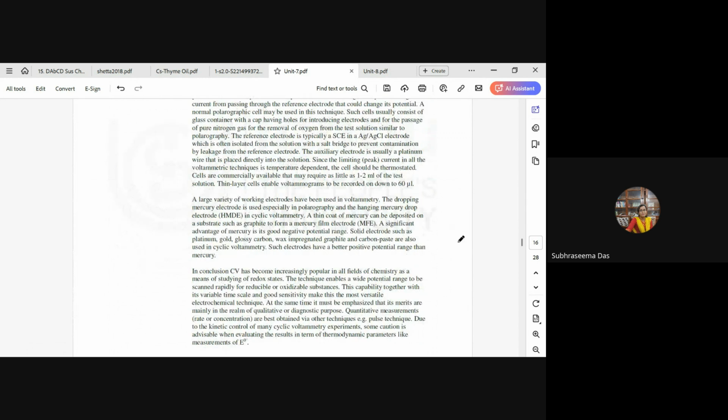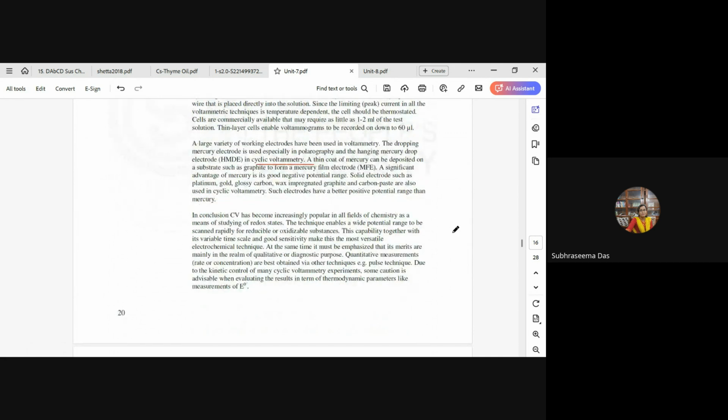Now, a large variety of working electrodes have been used in voltammetry. The dropping mercury electrode is used especially in polarography, and the hanging mercury drop electrode is used in cyclic voltammetry. Here a very thin coat of mercury is deposited on a substrate such as graphite to form a mercury film electrode. A significant advantage of mercury is its negative potential range. Solid electrodes made of platinum, gold, or glassy carbon are also used in cyclic voltammetry. Such electrodes have a better positive potential range than mercury.